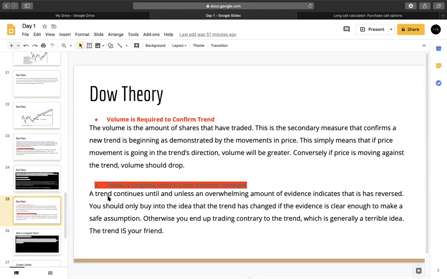So the trend is ongoing until a clear reversal emerges, right? You should only buy into the idea that the trend has changed if the evidence is clear enough to make a safe assumption. Otherwise, you end up trading contrary to the trend, which is generally a terrible idea. The trend is your friend. Okay.